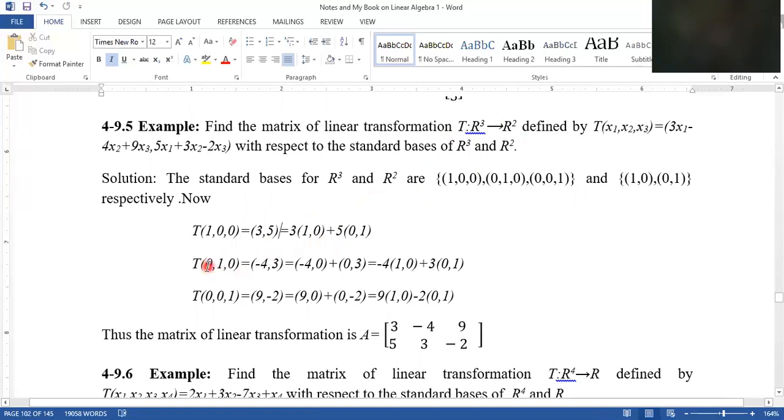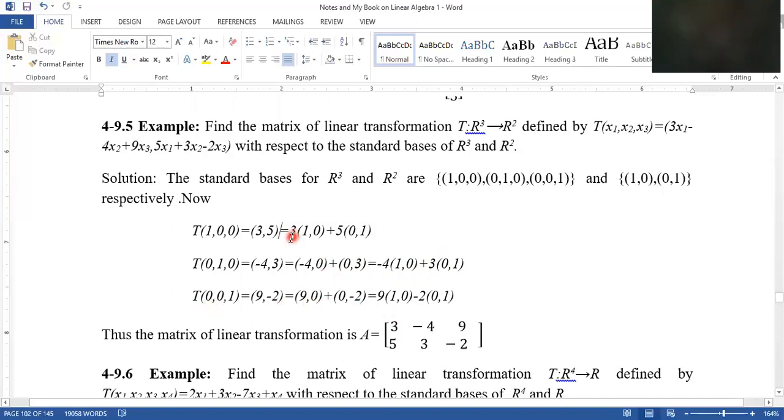Similarly, if you put (0,1,0), the second standard basis vector of R3, in here, ultimately you will get (-4,3). Then it can be written as (-4,0) plus (0,3), and this can further be written as a linear combination of the standard basis of R squared. Similarly, you can do the same for the third standard basis vector of R cubed, so we will get ultimately this one.